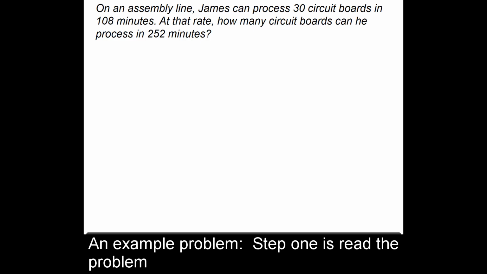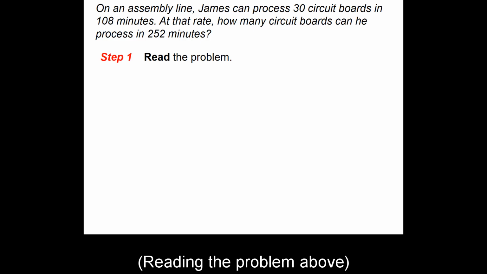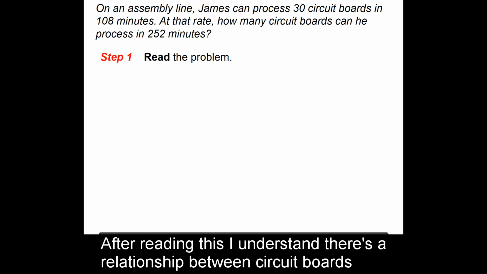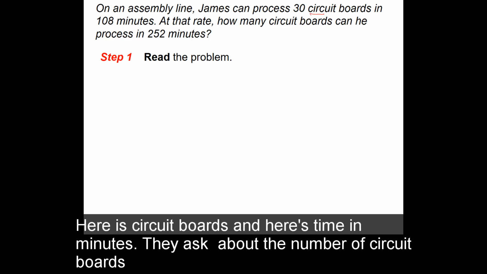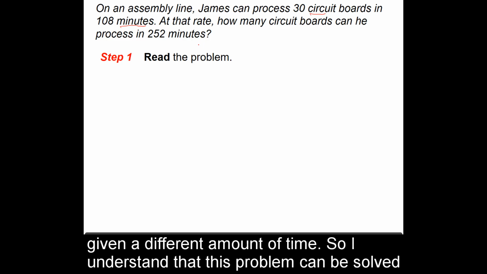Okay, so here is an example problem. Step one is read the problem. On an assembly line, James can process 30 circuit boards in 108 minutes. At that rate, how many circuit boards can he process in 252 minutes? Okay, so reading this, I understand there's a relationship between circuit boards and time. So here's my circuit boards, and here's my time in minutes. And then they ask about the number of circuit boards given a different amount of time. So I understand that this problem can be solved with proportions.